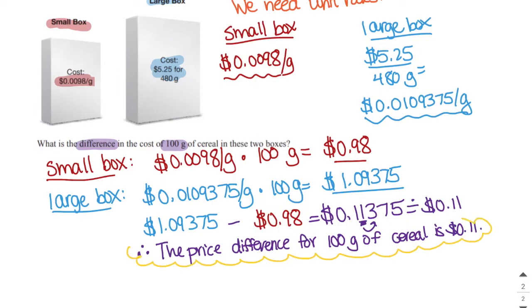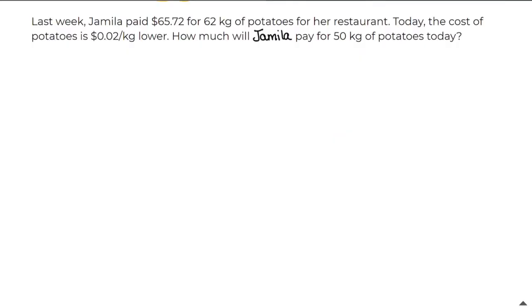And of course, if you have any questions, write them down and make sure to ask me when I see you in class, okay? All right, in our last example, it tells us that last week, Jamila paid $65.72 for 62 kilograms of potatoes for her restaurant. Today, the cost of potatoes is 2 cents per kilogram lower. How much will Jamila pay for 50 kilograms of potatoes today?